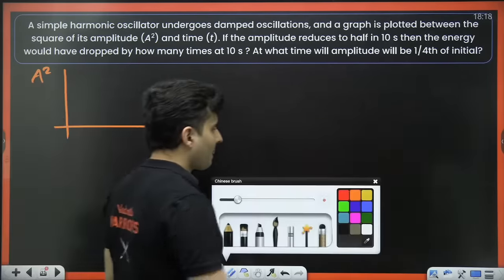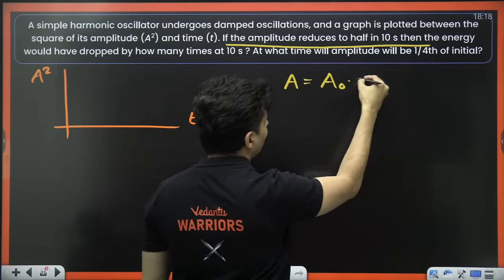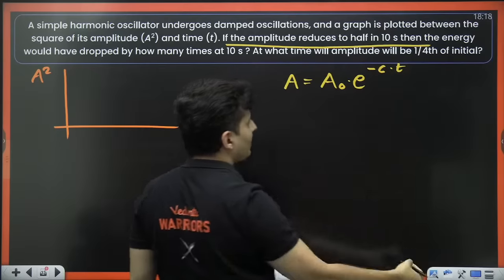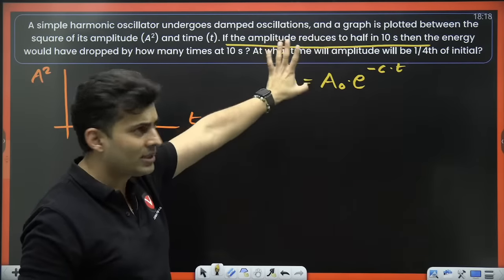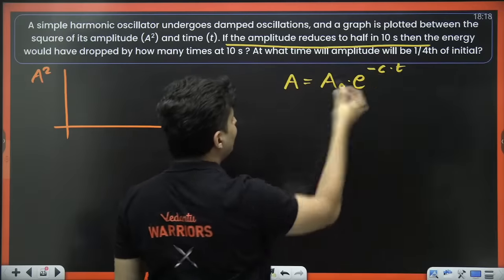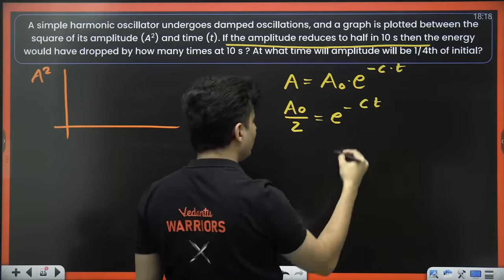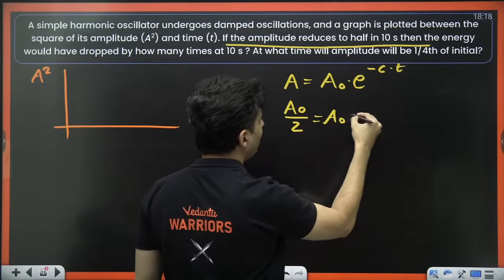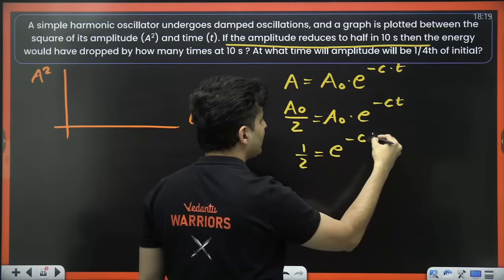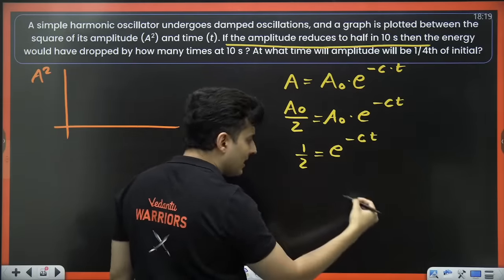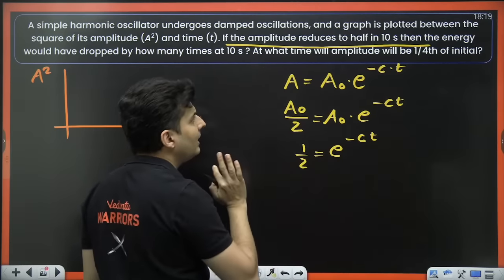Okay, observe this carefully. It is clearly mentioned that the amplitude reduces to half in 10 seconds. We know amplitude function is A naught e to the power minus some constant into time. Doesn't matter, bt by 2m, b is a constant, 2 is a constant, m mass is a constant. So I'll assume it as a number constant, which is c. Because the amplitude becomes half in 10 seconds, that means A naught by 2 is equal to A naught into e to the power minus ct. A naught cancels, this will become 1 by 2 is e to the power minus ct. Minus power means I can bring it down also. We can do all those calculations, but I don't think we'll be needing it for now.